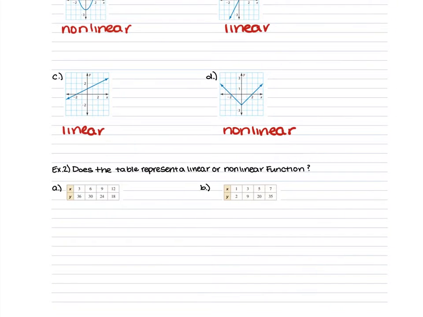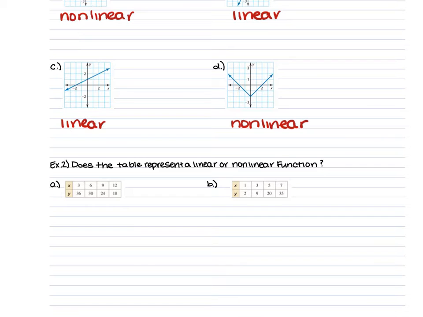For example 2, we're asked if the table represents a linear or nonlinear function. If it is a linear function, you're going to have a constant rate of change, which means the change that's happening in your x values is going to be the same constantly, and then the change in your y values will also be the same constantly.